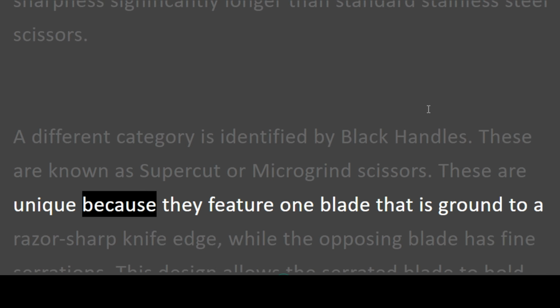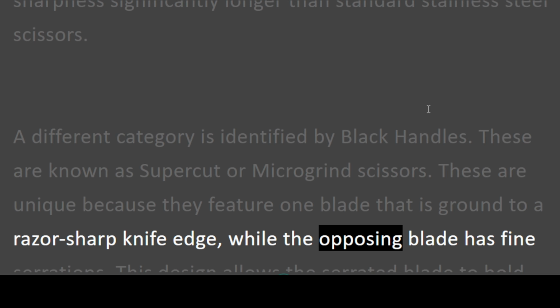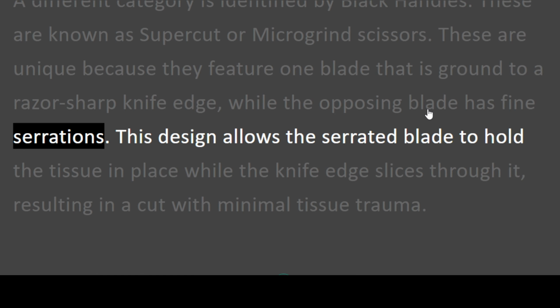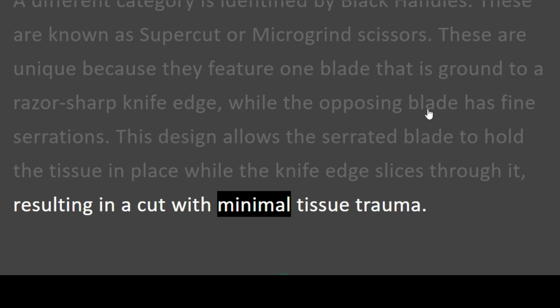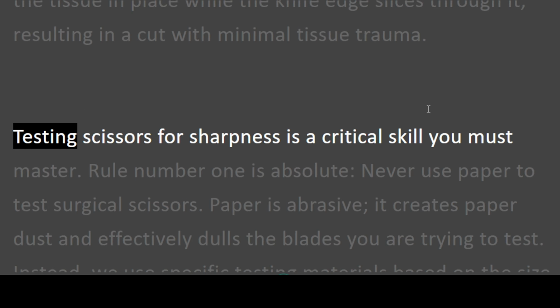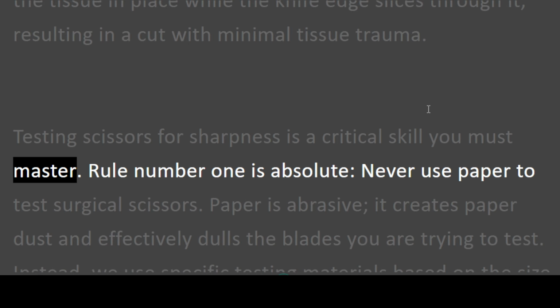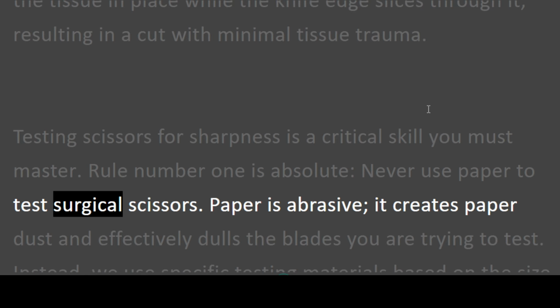These are unique because they feature one blade that is ground to a razor-sharp knife edge, while the opposing blade has fine serrations. This design allows the serrated blade to hold the tissue in place while the knife edge slices through it, resulting in a cut with minimal tissue trauma. Testing scissors for sharpness is a critical skill you must master. Rule number 1 is absolute: never use paper to test surgical scissors. Paper is abrasive.